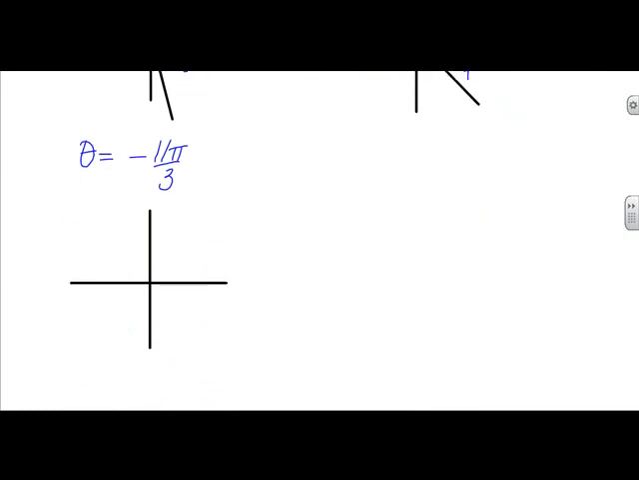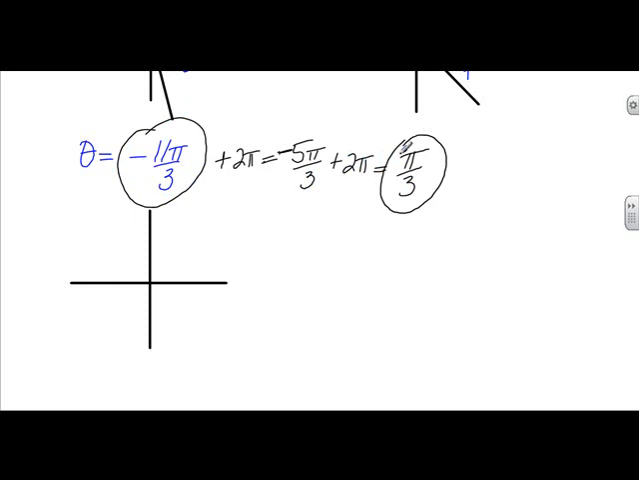If you add 2 pi, 2 pi is 6 pi over 3, so that would be negative 5 pi over 3. And that's still a negative angle, but I can estimate kind of where that is, or I can add another 2 pi and get positive pi over 3. So negative 11 pi over 3 and positive pi over 3 are coterminal. I know where pi over 3 is. It's about there.